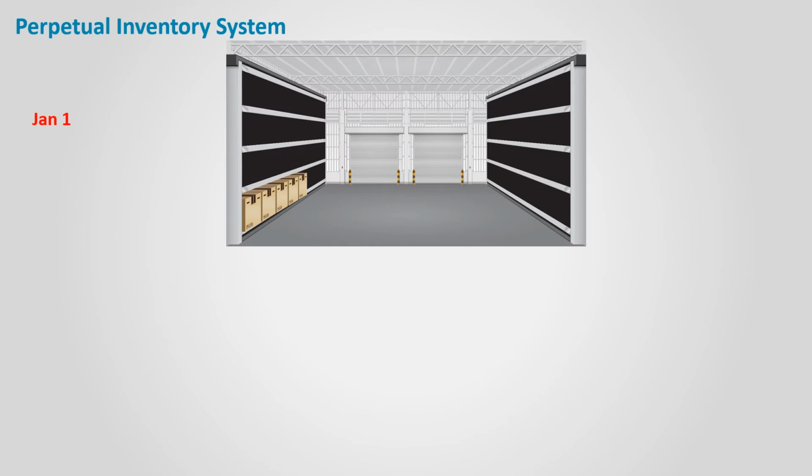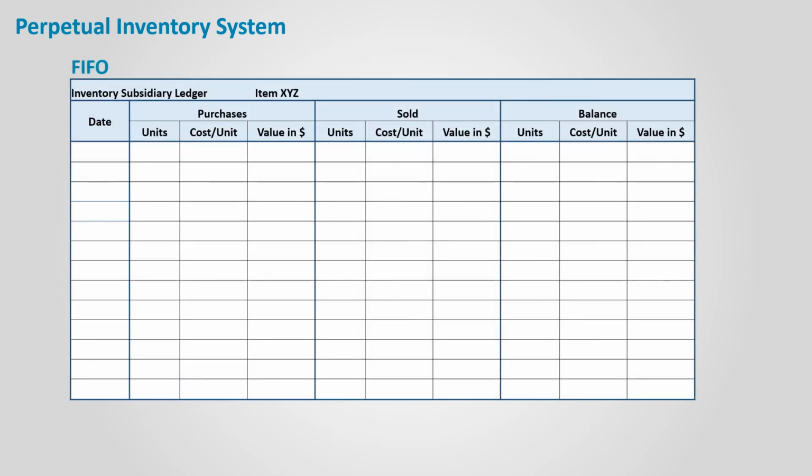Let's now see how we are going to cost the goods using the perpetual system. In a perpetual system, we keep record of all the flow of goods, whether buying or selling. Each single inventory item has a page in the inventory subsidiary ledger. It looks as follows. The main three categories are purchased, sold, and balance. So we started the period with a beginning balance of 5 units costing $10 each. This will be recorded in the balance with a total value of $50.